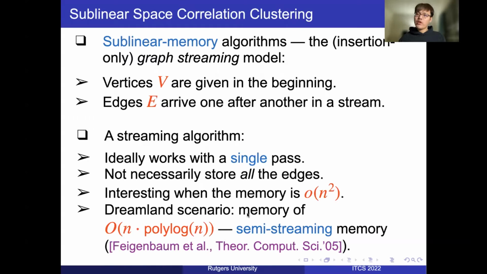Because in many applications, this is the necessary memory to even output the answer itself. For example, in correlation clustering, we need polylog n bits to encode the cluster for each vertex, and there are n of them. Okay, good.